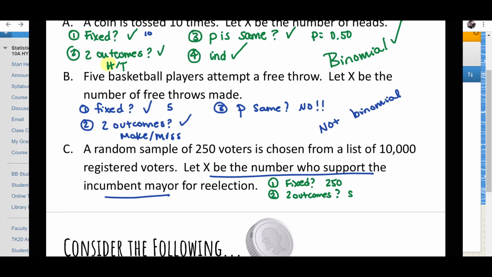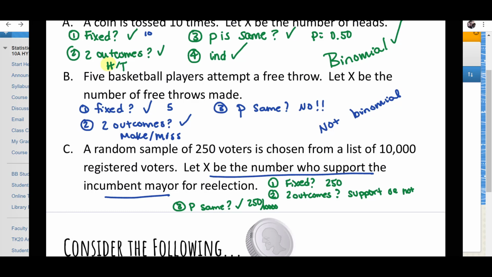Yes, they either support or not support. Three, is the probability the same? Yes, it's 250 out of 10,000 every time.